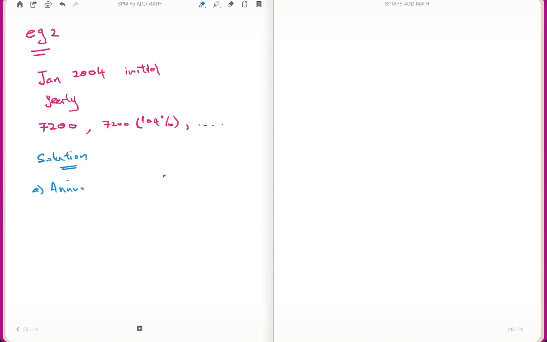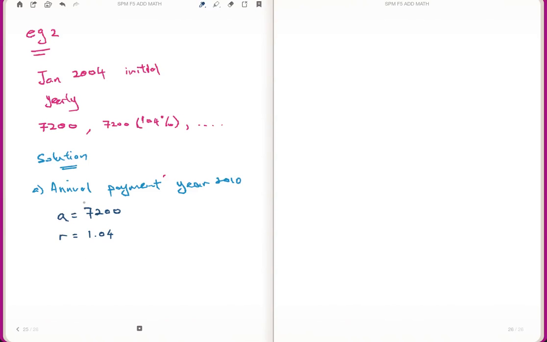We are asked for the annual payment for the year 2010. To do that, first of all, you determine what's the a, the first term, 7,200. The common ratio, 4% increment every year, so it's 1.04.